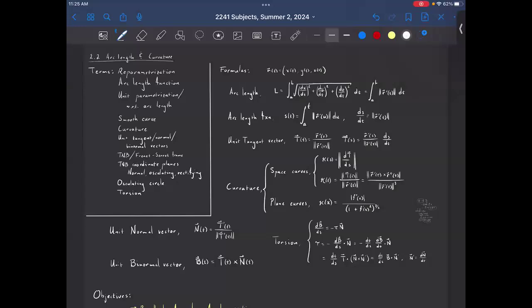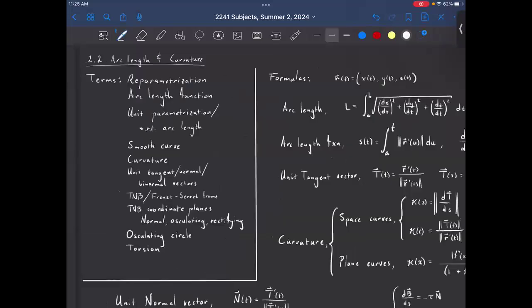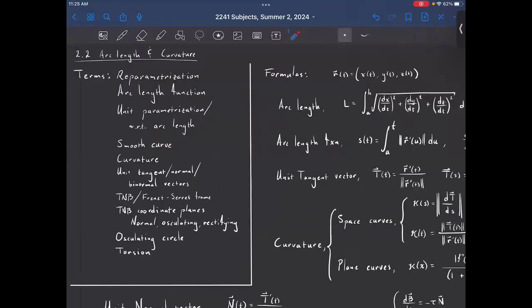All right, let's get started with our terms as usual. We have to go over reparametrization. So we've covered parametrization. You may have seen arc length in Calculus 2. We'll talk about arc length in general for parametrized curves, what it means to do a unit parametrization, which is usually what reparametrization will be for.